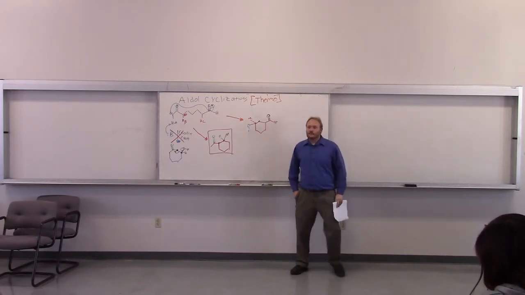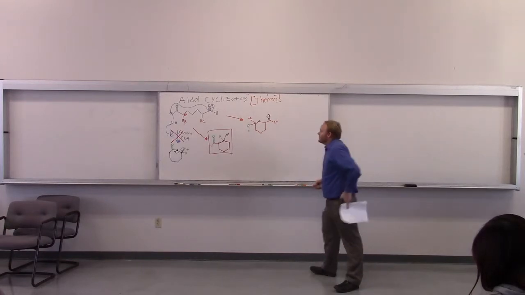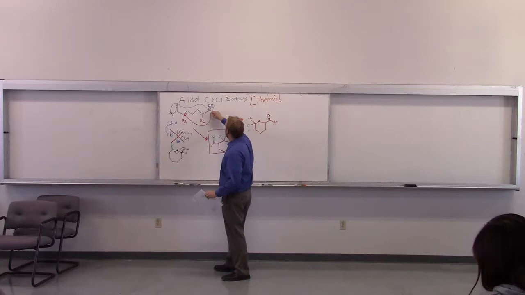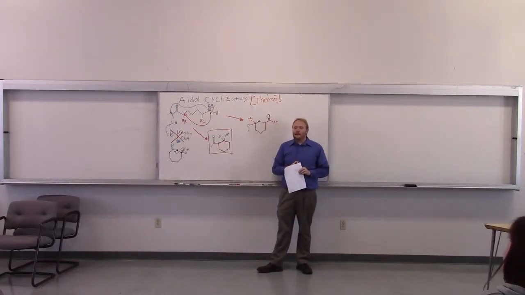Yeah? Can you repeat again why the red one's favored over the orange one? I can't see it. Yes. It's easier for an enolate to attack an aldehyde than for an enolate to attack a ketone.